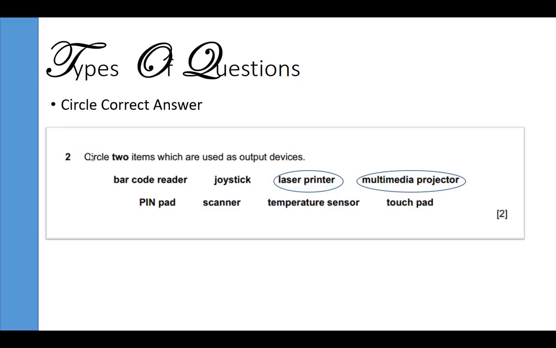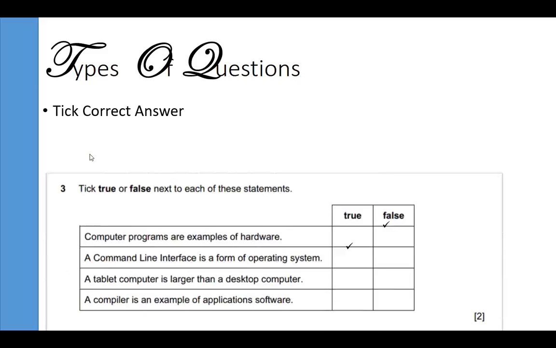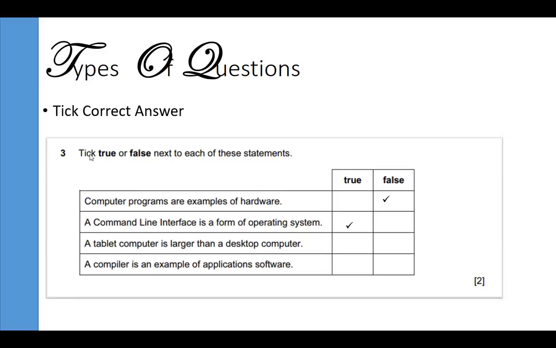Okay. Other questions that you can find include tick correct answer, and questions like this would look like this. So say tick true or false next to each of these statements. Okay, and then you can put in your tick there.